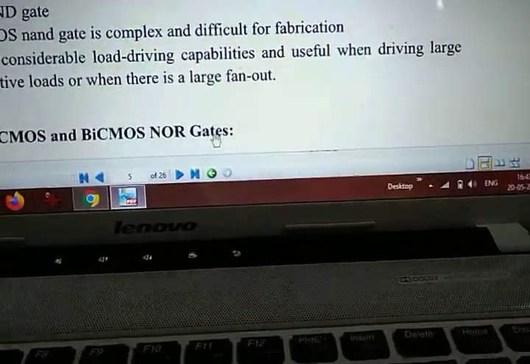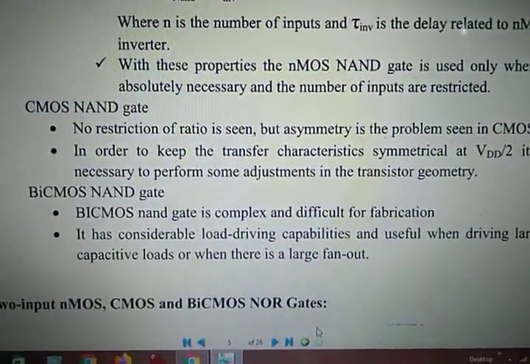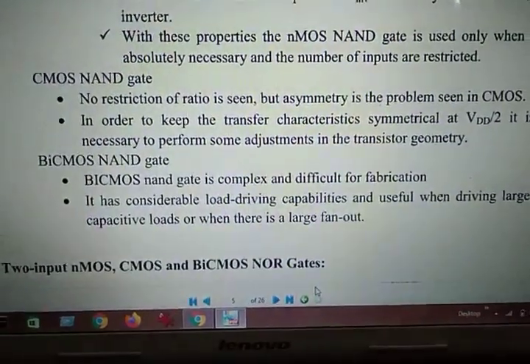Okay, so this is up to the 2 input NAND gate. Okay, so thank you.